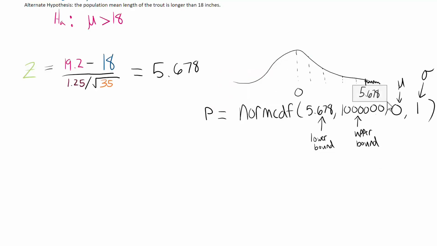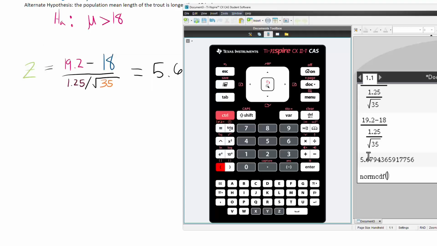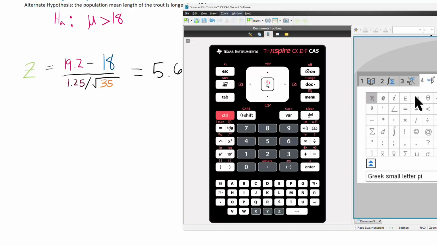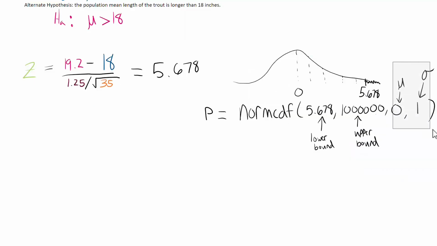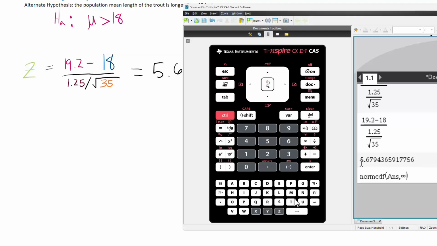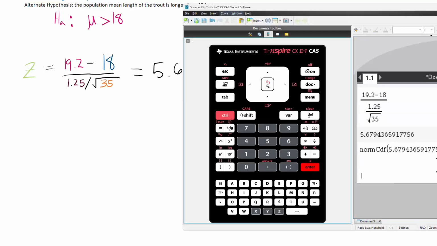right here, our 5.678, our z-test statistic, and as a right-tailed test, we're going to the right. So we'll go ahead and type in answer there. That is our left bound, and our right bound is a very large number. On this calculator, we can type infinity. If you can't, you can just use a very large number. It will work fine. And this assumes, as we said, the mean of 0 and standard deviation of 1, and we'll get our test statistic.